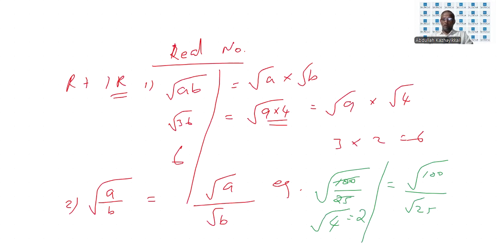What is square root of 100? That is 10, sir. What is square root of 25? 5. Exactly, that is 2. LHS equal to RHS. It is correct. Second identity: root of A by B is equal to root of A by root of B. I think you got it.